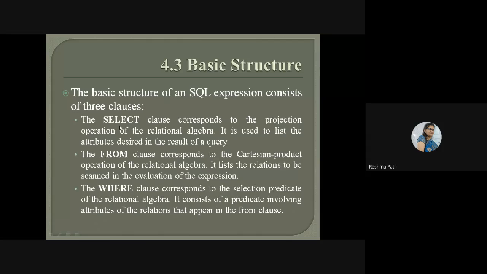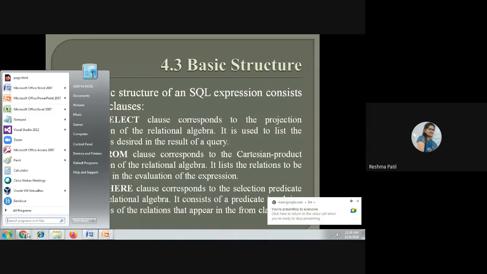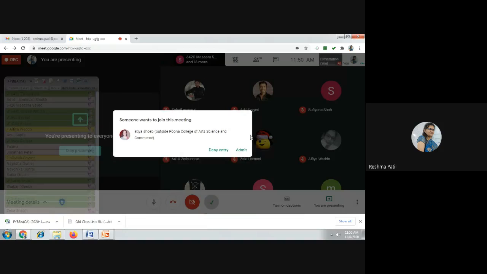So what is the select clause? The select clause corresponds to the projection operation. We are using the relational algebra concept here. For the projection operation, we use the select clause in SQL. Projection means if you want to show particular attributes to the user, out of 5 attributes, if you want to show only 2 attributes as your output, that time we can use projection. So in SQL, for that projection, we use the select clause to project attributes. It is used to list the attributes desired in the result of a query. So select clause and projection are both the same.